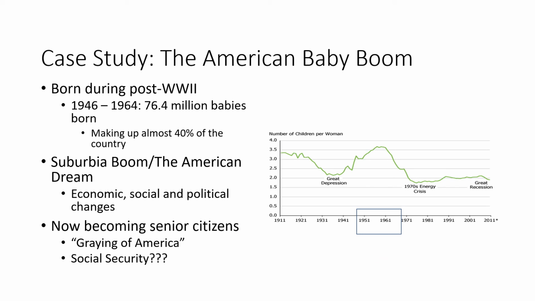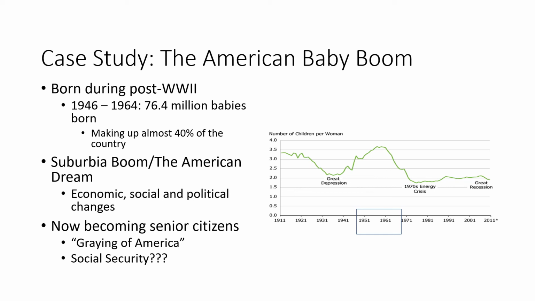And so the American baby boom is an excellent case study to take a look at how we can use these age structure diagrams and track a population of a country according to these age structure diagrams. And so baby boomers are these people who were born from 1946 to 1964.